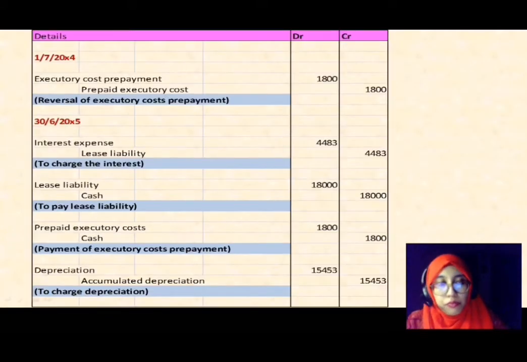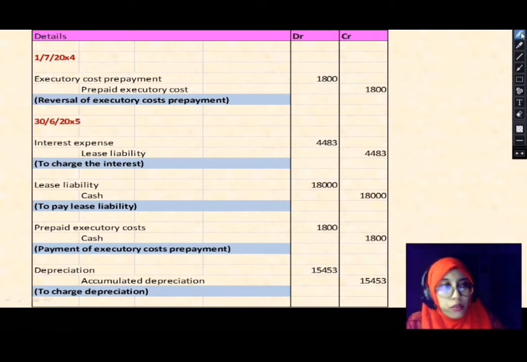Okay, so here we can see interest expenses debit and lease liability credit. This is to charge the interest. We have lease liability 18,000. Also we pay it with cash. So this is to do the payment for leases. Okay, and here we need to do the same thing for the payment of the executory cost prepayment. And don't forget to include the depreciation, debit depreciation, credit accumulated depreciation with this amount.